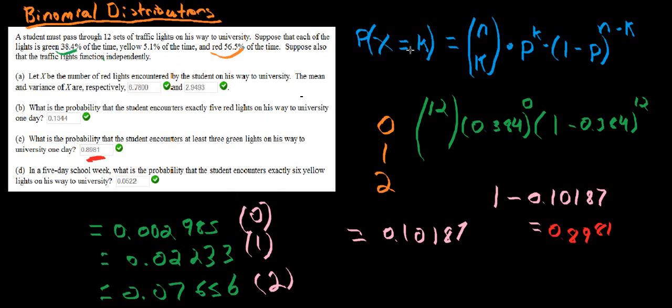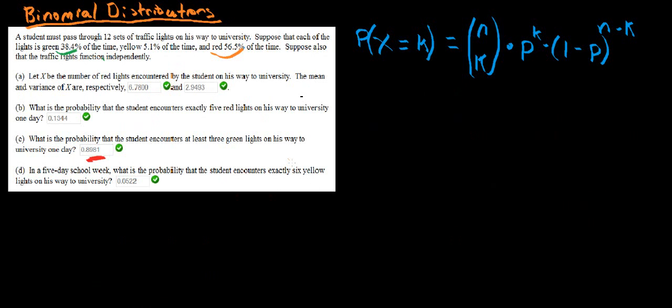Let's move on to the last one now. So, in a 5-day school week, what is the probability that the student encounters exactly 6 yellow lights on his way to university? Now this question is a bit hard to understand because it has a little trick inside, something that most students would overlook. Notice that it's mentioning a 5-day school week. It's difficult to understand exactly how to interpret this.